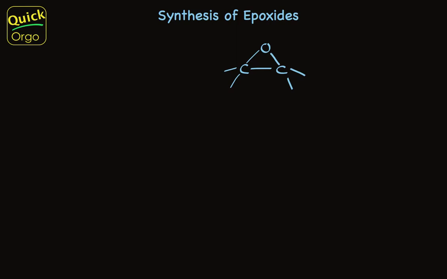Epoxides occur in important biologically active compounds and are widely used in organic synthesis. So it's a good thing there are easy ways to make them. There are two key ways. I'll show you both. Both methods transform an alkene into the epoxide.